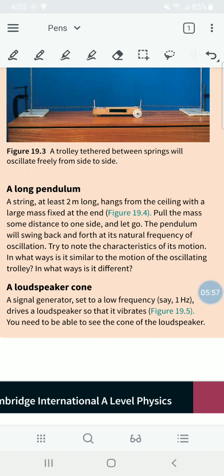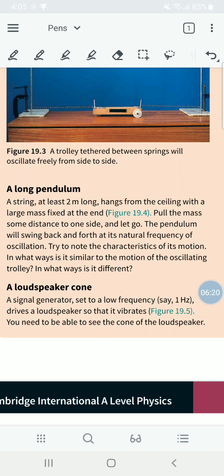Pull the mass some distance to one side and let go. The pendulum will swing back and forth at its natural frequency of oscillation. Try to note the characteristics of this motion. In what ways is it similar to the motion of the oscillating trolley? In what ways is it different? So you will be able to actually do this experiment, and I suggest you do that.